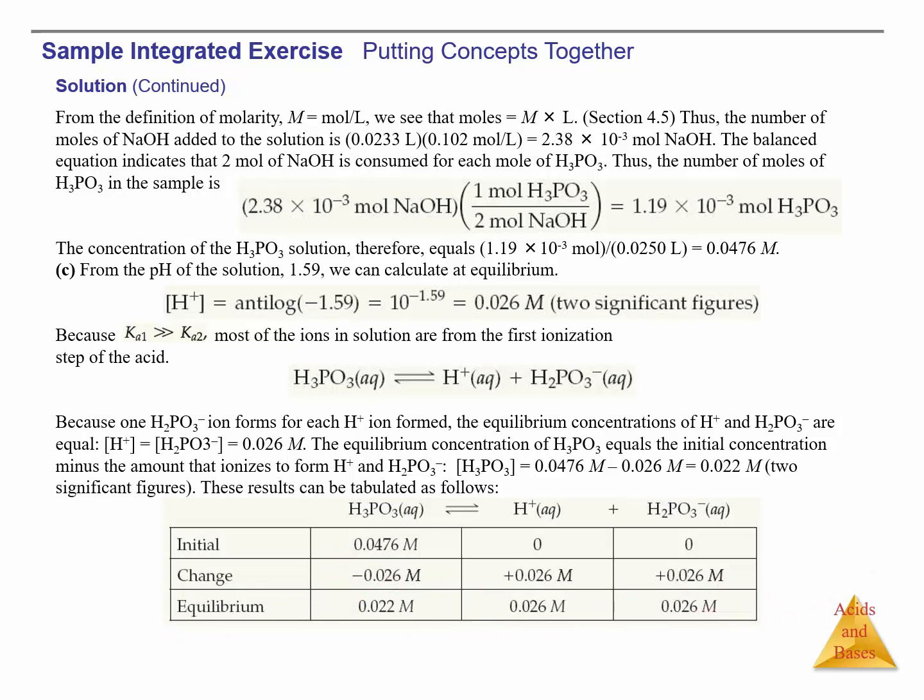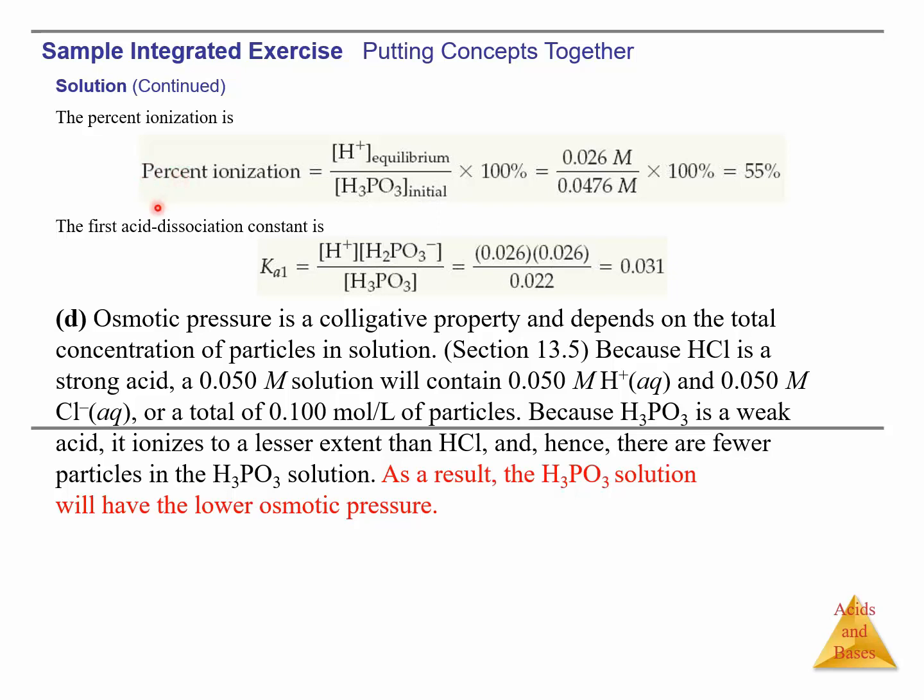And then we can calculate the percent ionization, which is the molar concentration of H+ at equilibrium divided by H3PO3 initially, times 100%. And this will equal, as you can see, 55%. Now, the first acid dissociation constant is Ka1, concentration of products divided by reactants from the previous equation, and we get this value, 0.031. This is the value of Ka1.